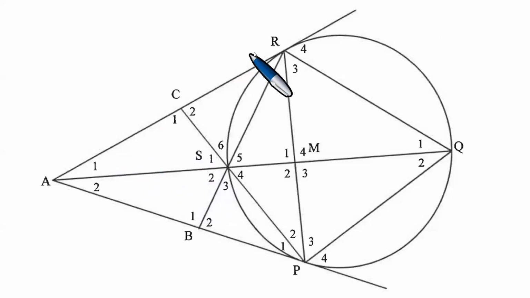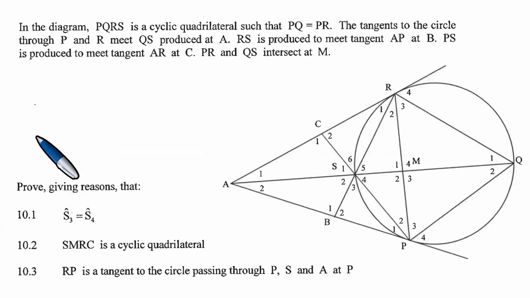Right, we have this particular Euclidean geometry question, and we shall proceed to answer a couple of questions that pertain to this second geometry question. In the diagram, PQRS is a cyclic quadrilateral such that PQ equals PR. So we're able to see that PQ equals PR. It has been given that the tangents to the circle through P and R meet QS produced at A. So QS has been produced and the tangents meet QS produced at the point A.